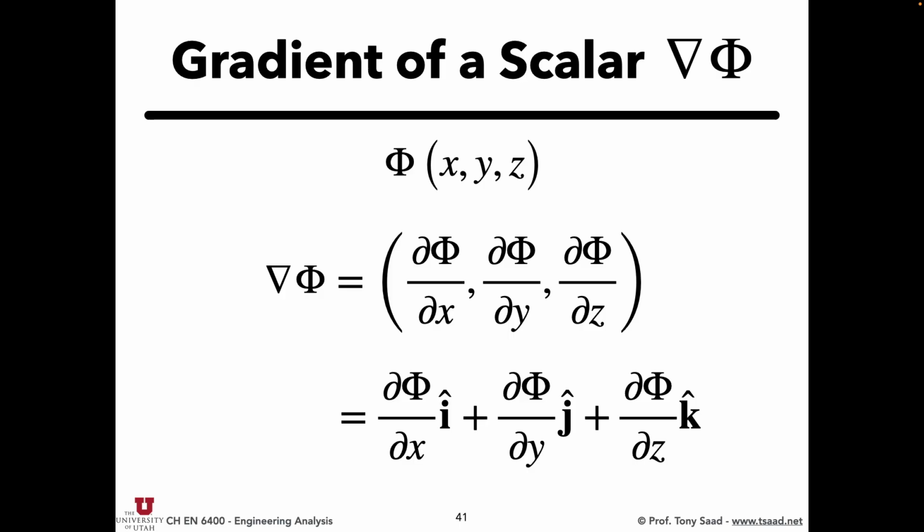But it's a vector, right? What is it? The vector points somewhere. What is it pointing towards? The direction of the highest rate of change.